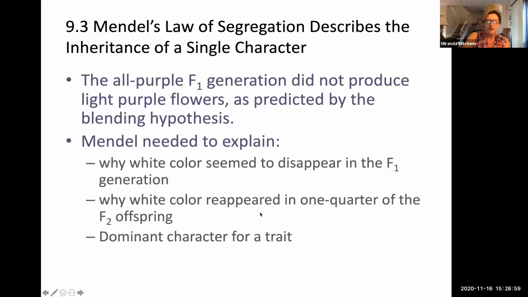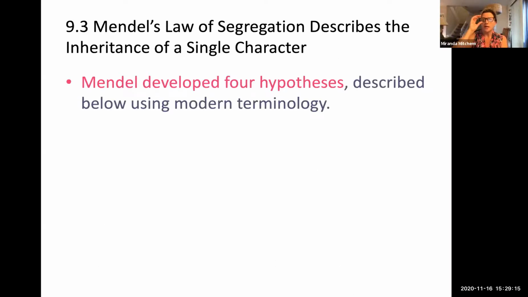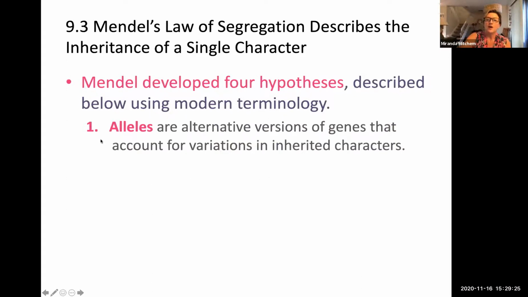Also, he wanted to explain the ratio. In a monohybrid cross, we see this same ratio every time in the dominant patterns of inheritance, where 1/4 of the F2 have a different phenotype than the other ones. So he ended up developing 4 hypotheses, and we'll describe them based on the current nomenclature. Alleles are alternate versions of a gene, and they account for variations in our inheritance. We inherit 1 allele from our mothers and 1 allele from our fathers. Those could be the same, they could be different.